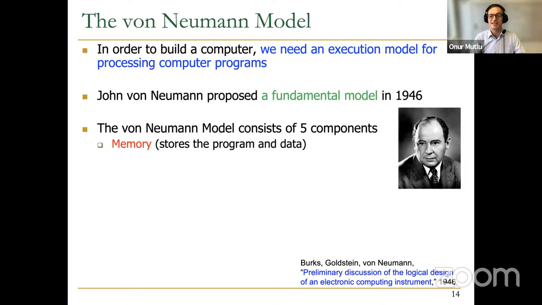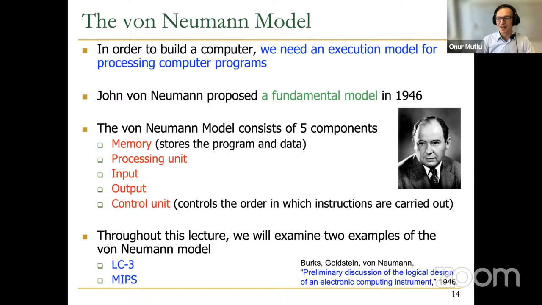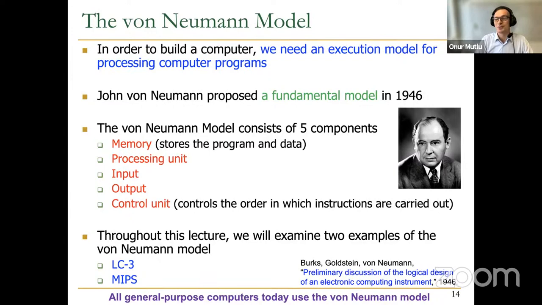Memory stores the program and the data. There's a processing unit that processes the instructions. There's an input, output, and a control unit, which controls the order in which instructions are carried out. Okay, and throughout this lecture, we'll examine two examples of the von Neumann model, LC3 and MIPS. But keep in mind that all general purpose computers today actually use the von Neumann model. This model has been so successful because it's extremely simple, very easy to reason about, and very easy to debug. Essentially, all general purpose computers today are built using this model.